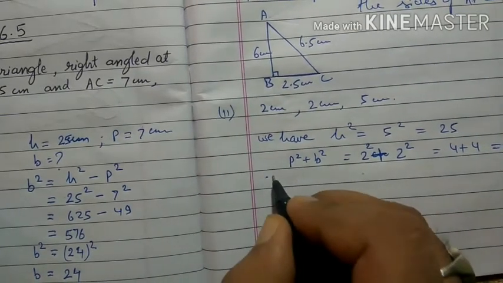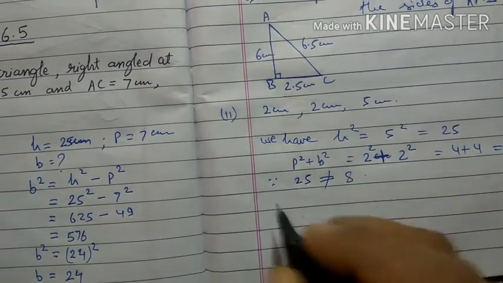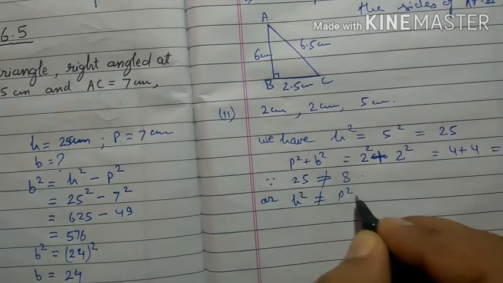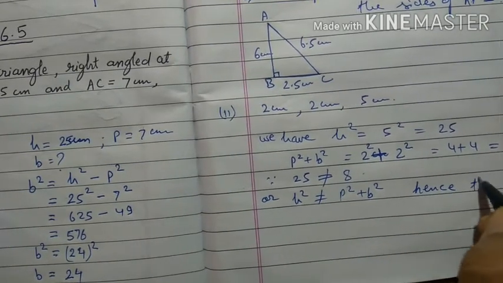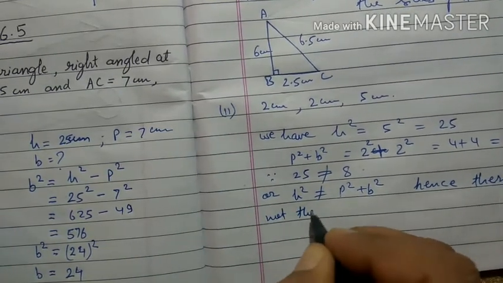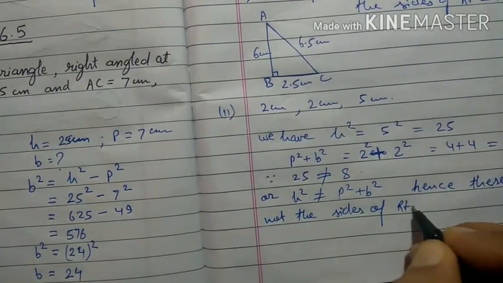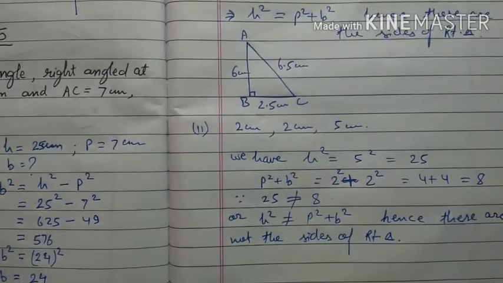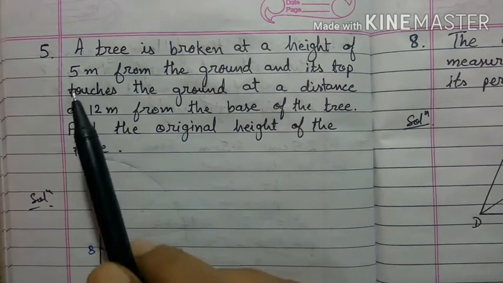So since 25 is not equal to 8, or h square is not equal to p square plus b square, hence these are not the sides of a right triangle. Like this way you have to complete the next question, question number 3, the third part of this question. Now this is the next question, question number 5.